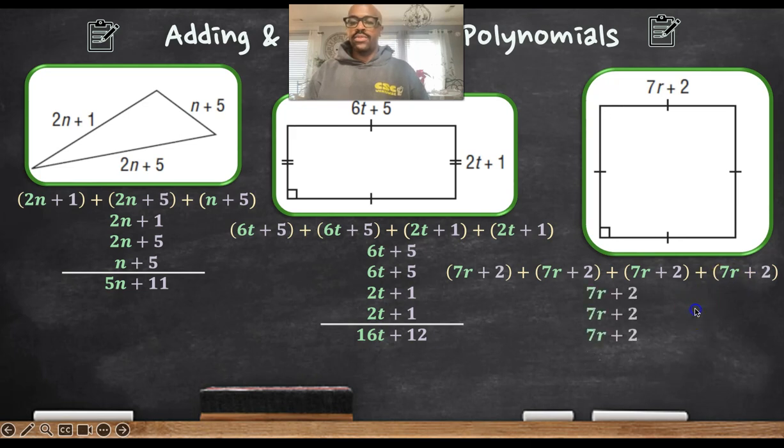So you stack all four of them together. Now add up the left column, the 7r's. They all have like terms. 7 plus 7 plus 7 plus 7 is 28, so it's 28r. 2 plus 2 plus 2 plus 2 is 8. So 28r plus 8 is the perimeter of this square here.